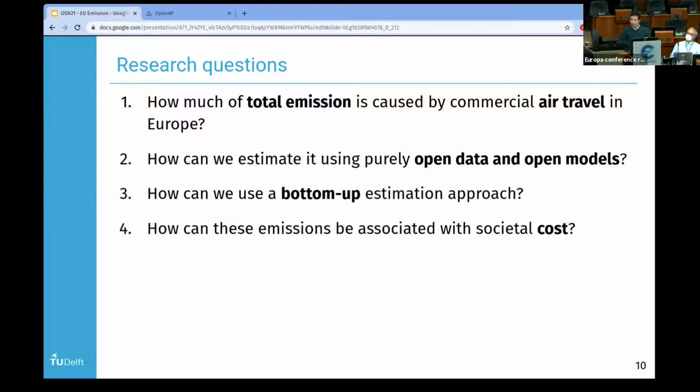And the last one will help you to make better use of the $1 billion. That is, how can this emission be associated with a societal cost in terms of negative environmental impact and degradation in air quality over Europe? So with those research questions in mind, I would like to guide you through some of the processes we did in this research.